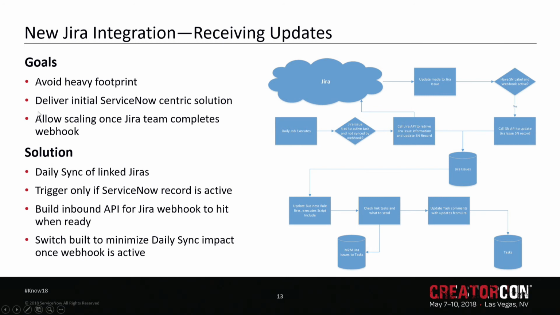So from this diagram, you can see that if the webhook was enabled, it'll hit an inbound API that I already have prepared. Otherwise, we do an API call from ServiceNow through the daily scheduled job and update the JIRA Issues records. From there, we'll know which task it's related to by the many record, and finally update the tasks as necessary.